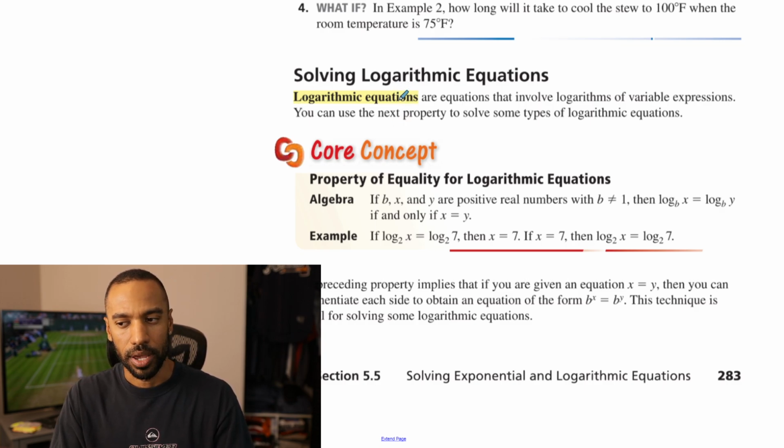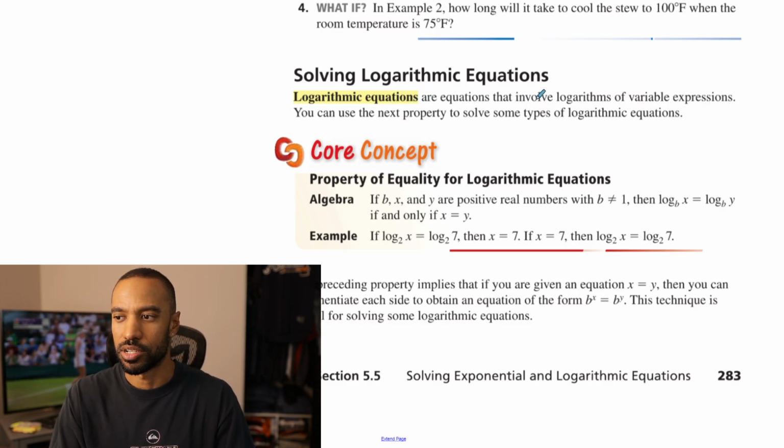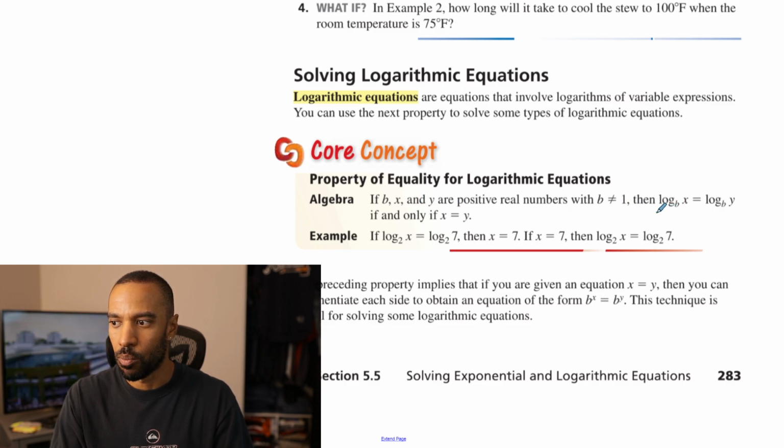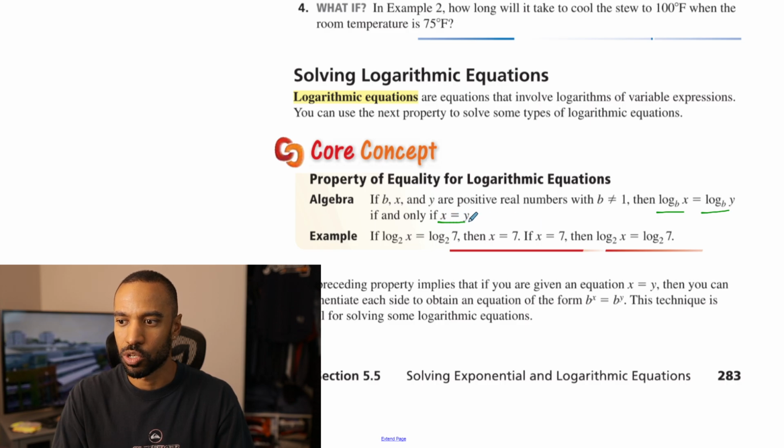Solving logarithmic equations. Logarithmic equations are equations that involve logarithms of variables. You can use the next property to solve some of these. If given some condition of positive numbers, b doesn't equal 1, if you have log base b of x equal log base b of y, that's only possible if x equals y. So logs of matching base isolated on both sides of the equation means you can set these equal to each other.